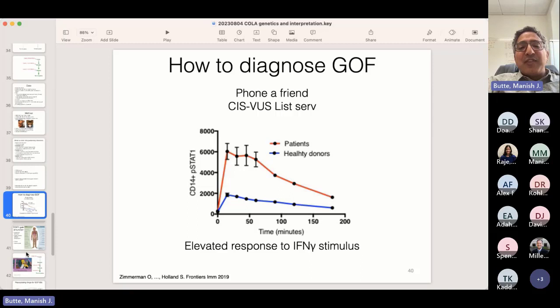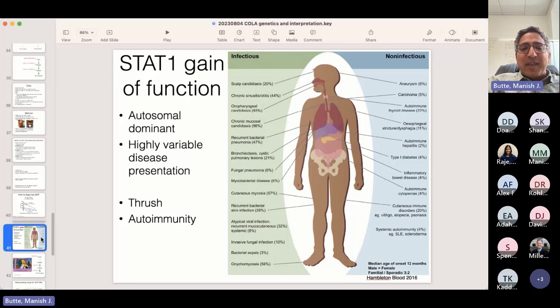So STAT1 gain of function is probably one of the gain of function immune deficiencies you are going to see quite a bit over the next few years. And phenotypes include many, many infections. Almost all of them have thrush. Many of them have bacterial pneumonias, but you'll also find non-infectious diseases, including lots of autoimmunity and even vasculitis and vascular diseases. About 1 in 16 of these patients dies of an aneurysm. So there's a lot of non-infectious phenotypes too.